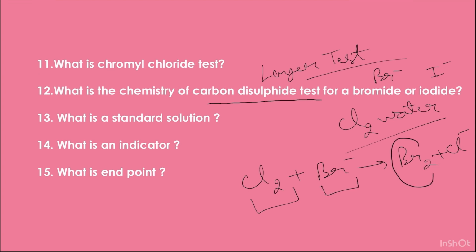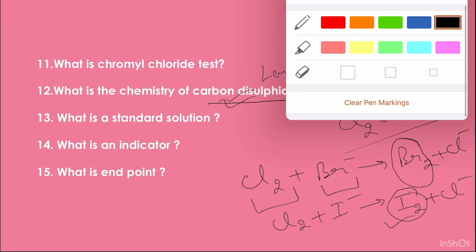Now this Br2, which is non-polar in nature, will dissolve in the carbon disulfide layer and you get the orangish color in the layer, which confirms the presence of bromine. Same way, when you are taking chlorine water and you have I minus, iodide salt, it gives you I2 and Cl minus. Again displacement, and this I2 dissolves in the CS2 layer. This is non-polar, CS2 is non-polar. Like dissolves like, तो उसमें dissolve होके आपको violet coloration देगा. This is the chemistry behind layer test.